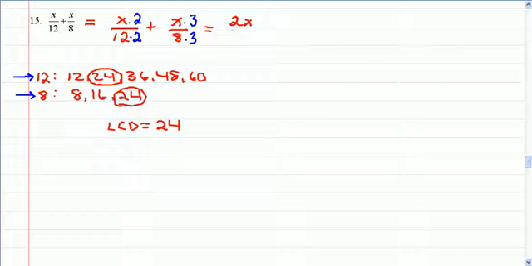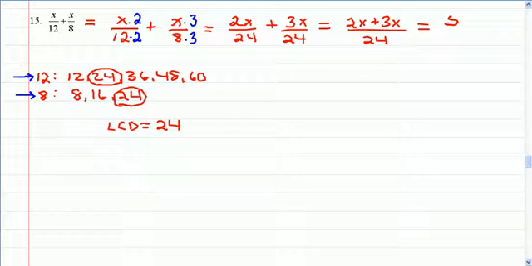So that I have 2x over 24 plus 3x over 24. Since both denominators are 24, we can take 2x plus 3x, add them together, and we get 5x over 24, which doesn't reduce, so this is our final answer.